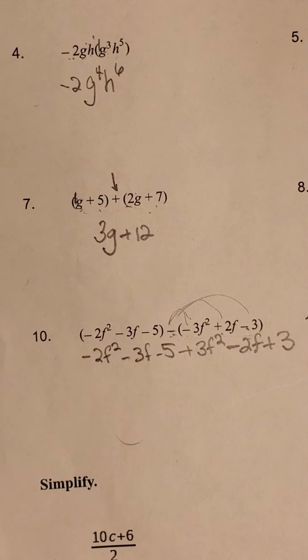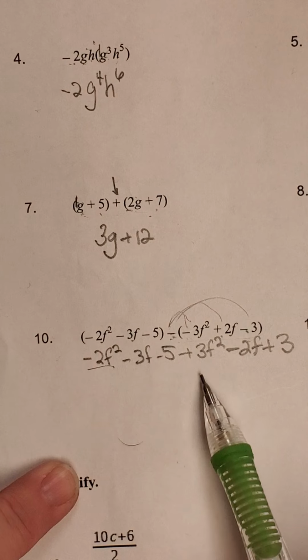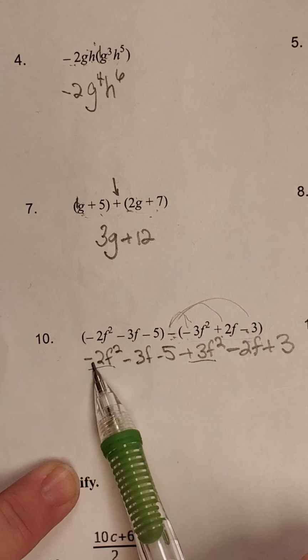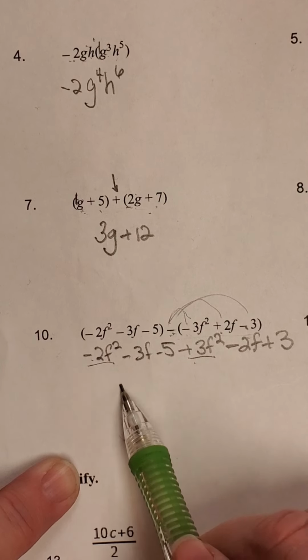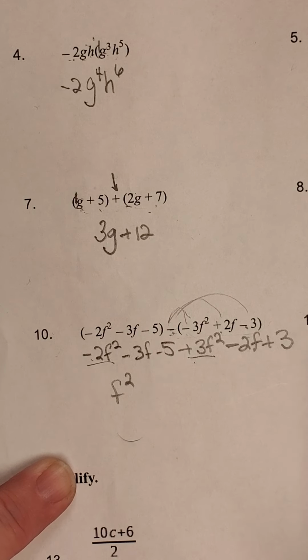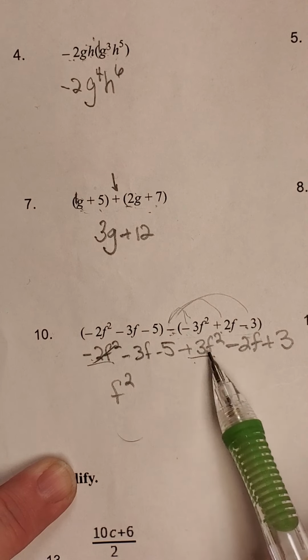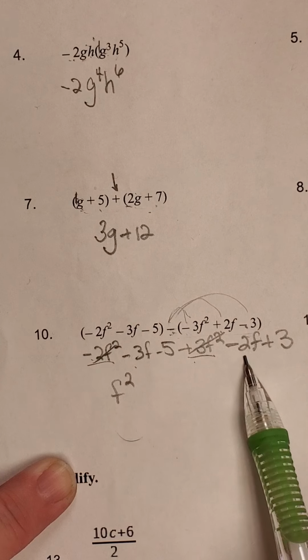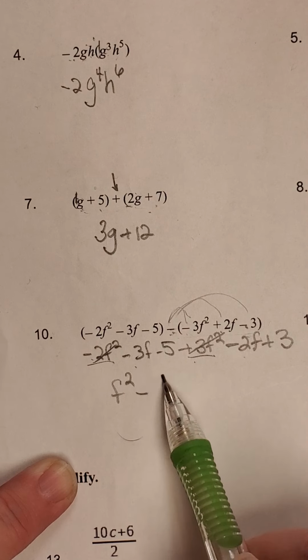So now we just find like terms. So negative 2f squared, plus 3f squared. Oh, that's a negative 2. Plus 3 leaves me with just 1f squared. Okay, and then those are done. Negative 3f, negative 2f. So negative 5f.